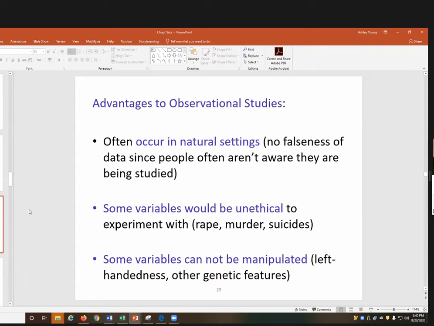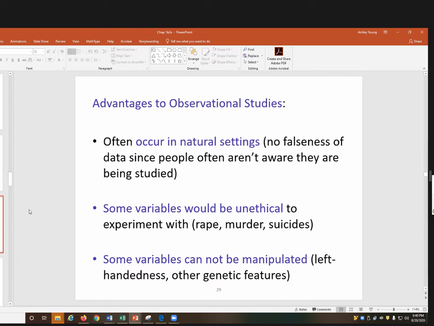Adriana, do you want to go ahead and read for us? Advantages to observational studies often occur in natural settings. No falseness of data since people often aren't aware they are being studied. Some variables would be unethical to experiment with, rape, murder, suicide. Some variables cannot be manipulated, left-handed to other genetic features.